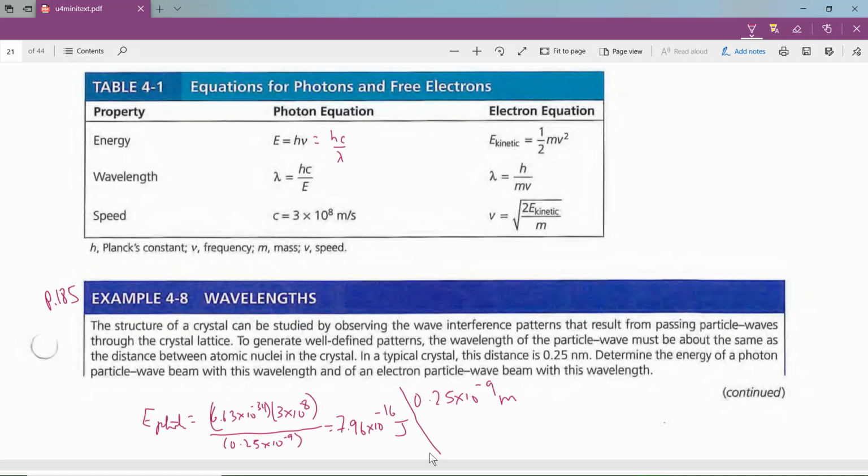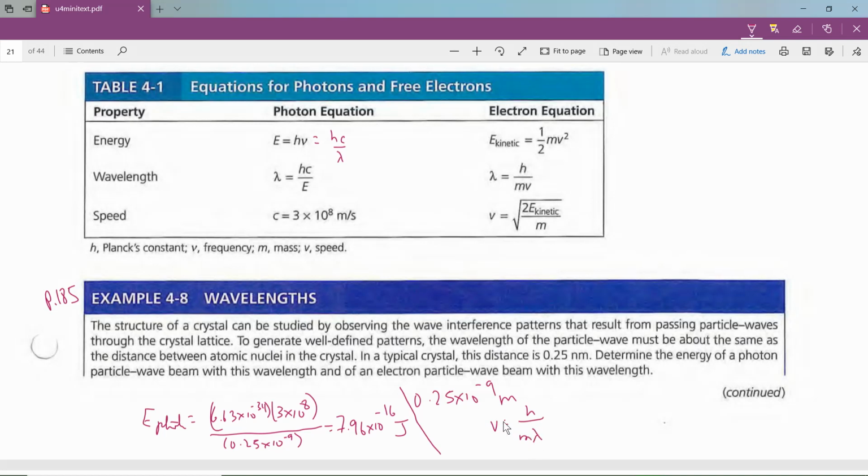Okay. And let me check on the next page here. Yeah, good. And then for the energy associated with the electron. Okay, energy for the electron. Energy would be 1/2 mv squared. And how do I get the v? Well, I got lambda equals h over mv, right? So v equals h over m lambda.